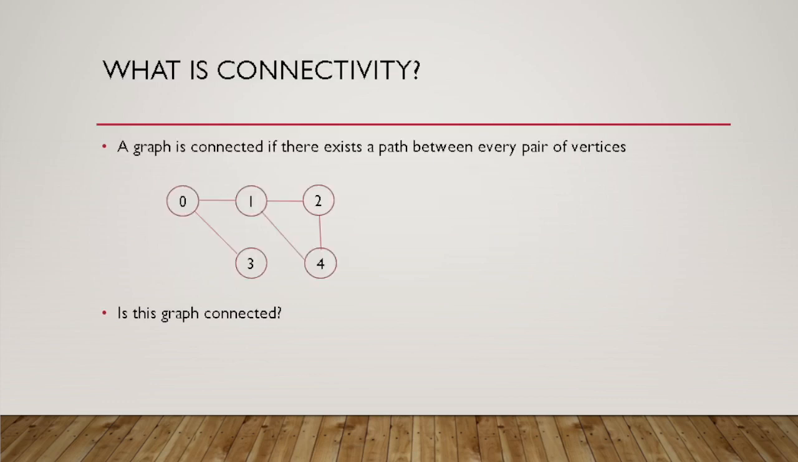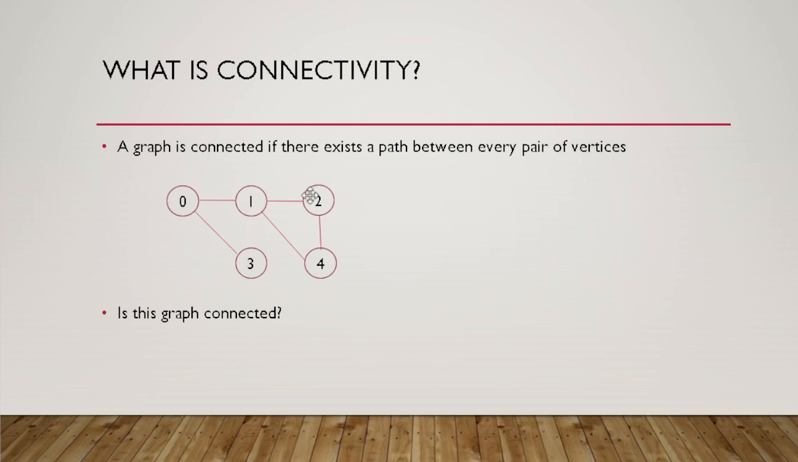Okay, so as usual, we'll start with something about, well, what is connectivity? You know that a graph is connected if there exists a path between every pair of vertices. Basically, a graph is connected if I can get from any vertex to any other vertex using only the edges in the graph. That doesn't mean there has to be an edge between every pair of vertices, because I can go between vertices by going through other vertices.